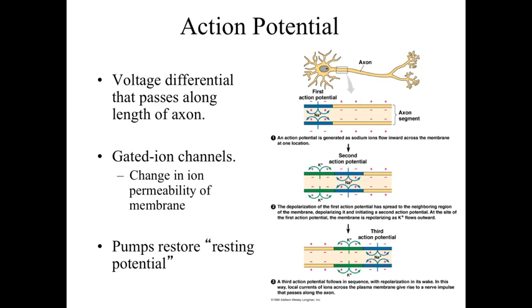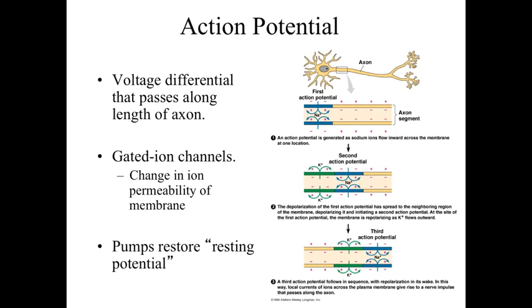And so basically what's going to happen is we're going to open up ion channels, and these are going to be gated ion channels, so they're channels that are normally closed. We're going to cause them to open up. And so if you open up an ion channel, it's going to allow the flow of ions across that membrane. And so we're basically changing the permeability of the membrane. And we're not going to change it permanently.